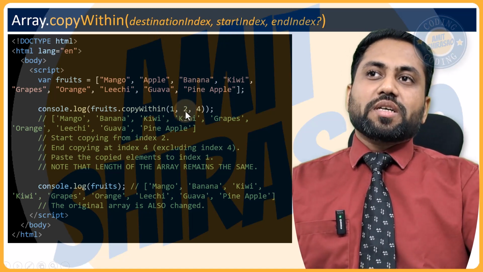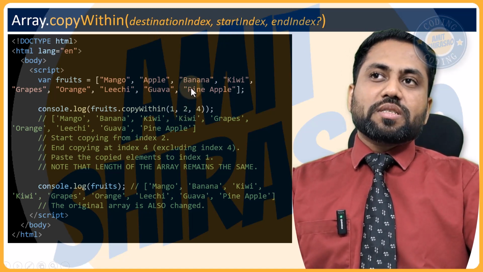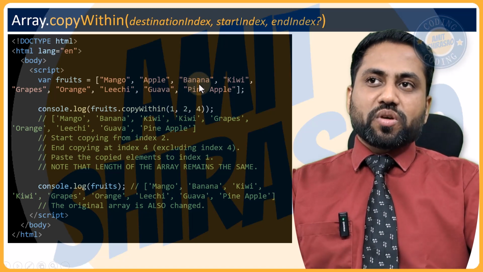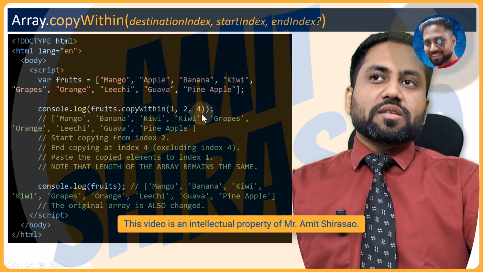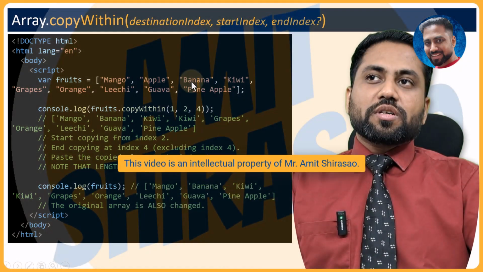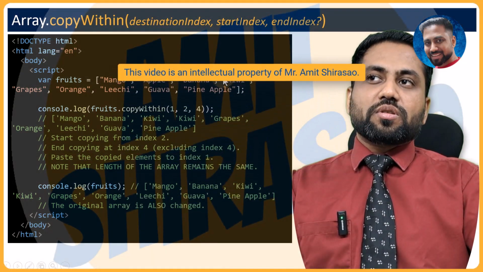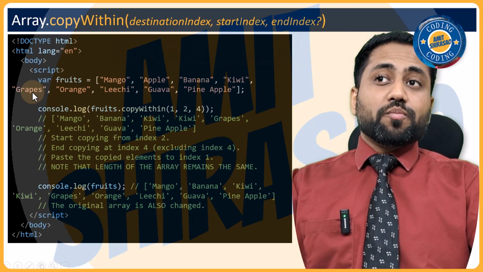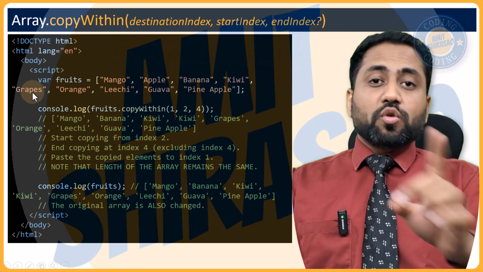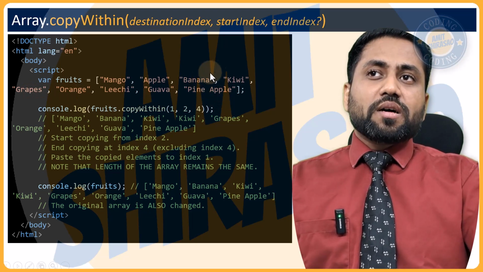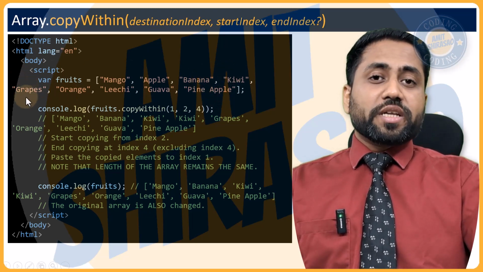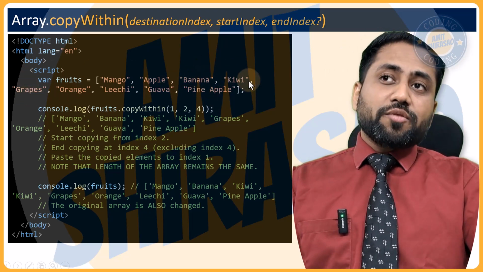So start from index 2. Which one is index 2? Index 2 is banana. Okay, so start from banana and end at index 4. Index 4 is what? 0, 1, 2, 3, 4. Okay, 4 is grapes, but here don't include the last index. So from banana, kiwi, grapes, don't include grapes. So it's only banana and kiwi.